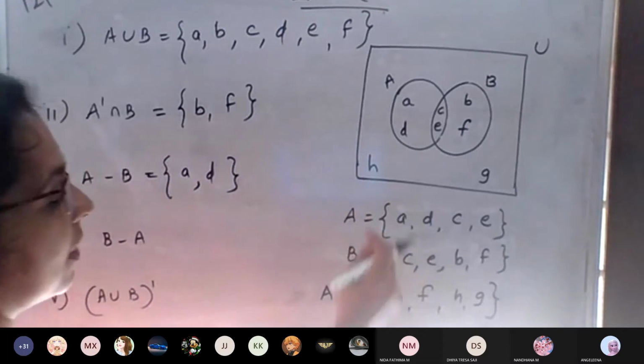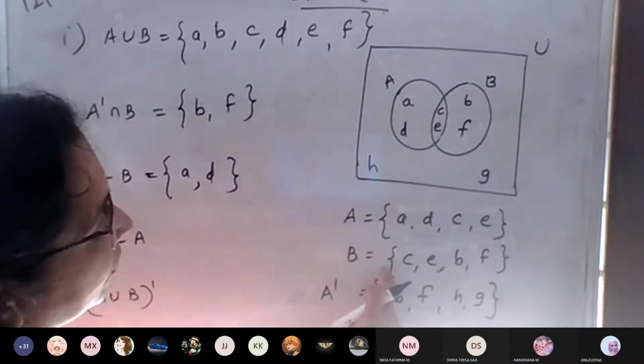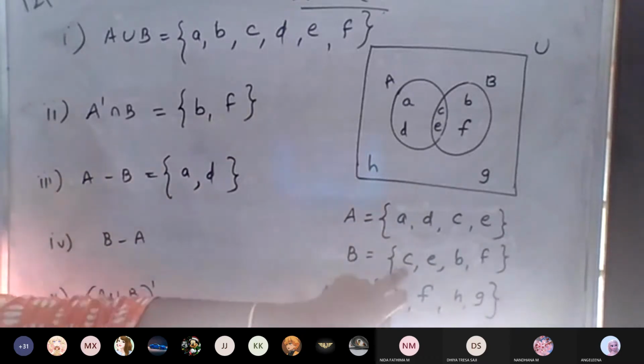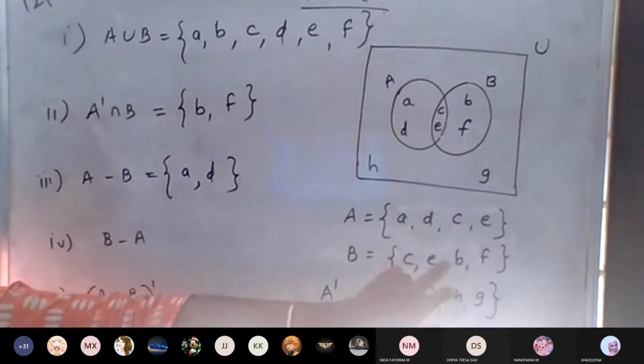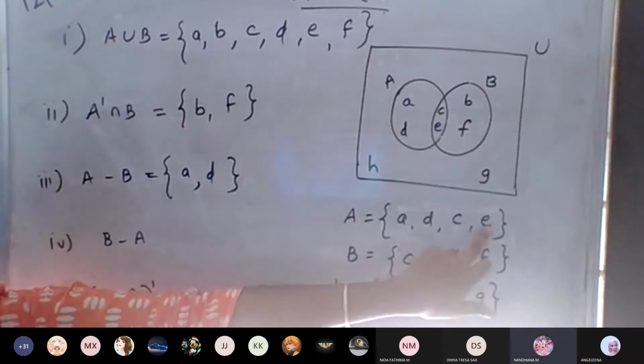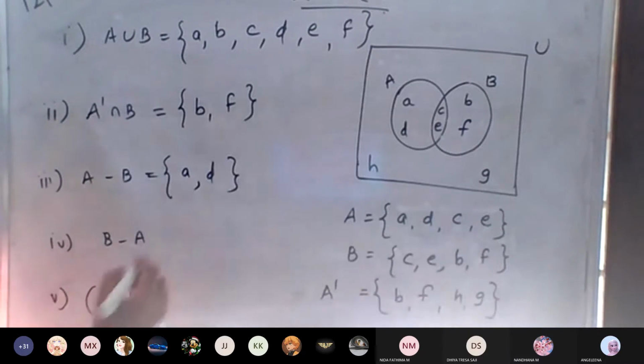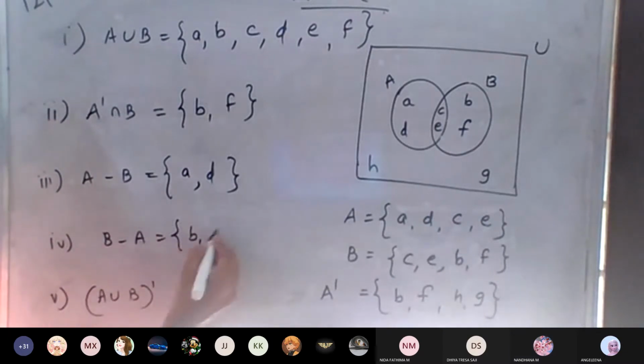Similarly, B minus A. Think of B. B minus A. C here, no need to write. E also is in A, so no need to write. So which ones do we write? B, F. B minus A is equal to B comma F.